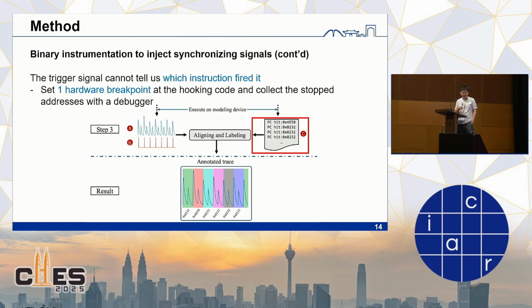One list is the timestamps of the triggers, and the other one is the PC addresses of the executed basic blocks. So we can map those two lists one to one, and then we will know at a specific timestamp which basic block is executing. So we can segment the target raw trace and annotate it.